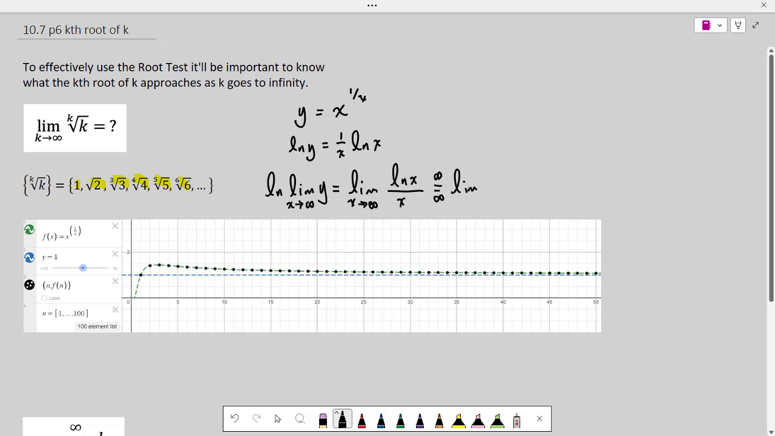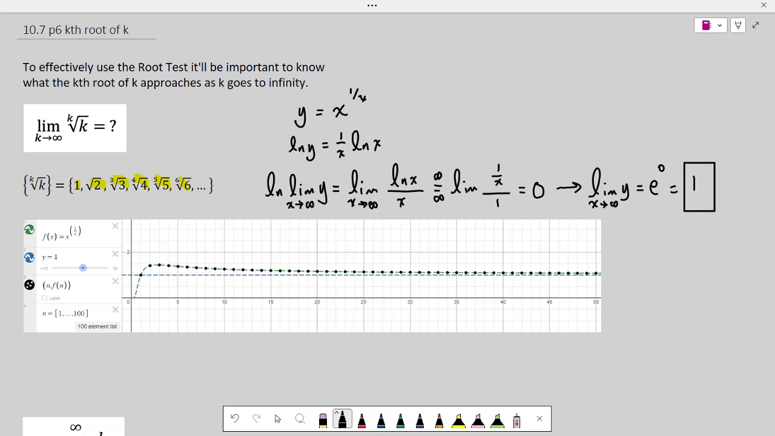This is infinity over infinity. So L'Hopital's rule says take the derivative of the numerator and divide it by the derivative of the denominator. And as x goes to infinity, what is that limit? Zero. And then we have to exponentiate both sides to get rid of that ln that's floating on the left-hand side. So the limit of y as x goes to infinity is e to the 0, which is 1. So this limit is 1. So k raised to the 1/k power as k goes to infinity will approach 1.